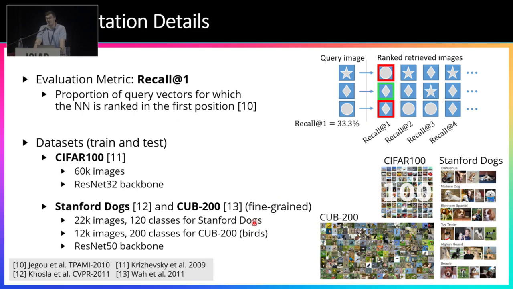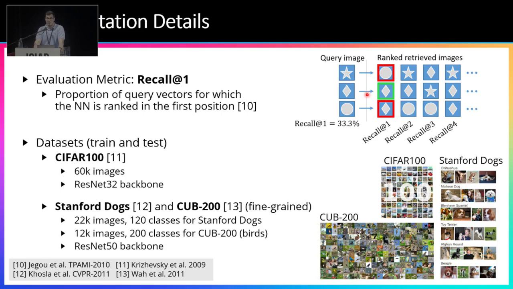In our experimental results, we adopted the recall at 1 as the evaluation metric. The recall at 1 measures the proportion of query vectors for which the nearest neighbor is ranked in the first position. In particular, in the figure on the right, you can see an example in which the recall at 1 is 33%, as only the second example is correctly ranked in the first position of the ranked list.